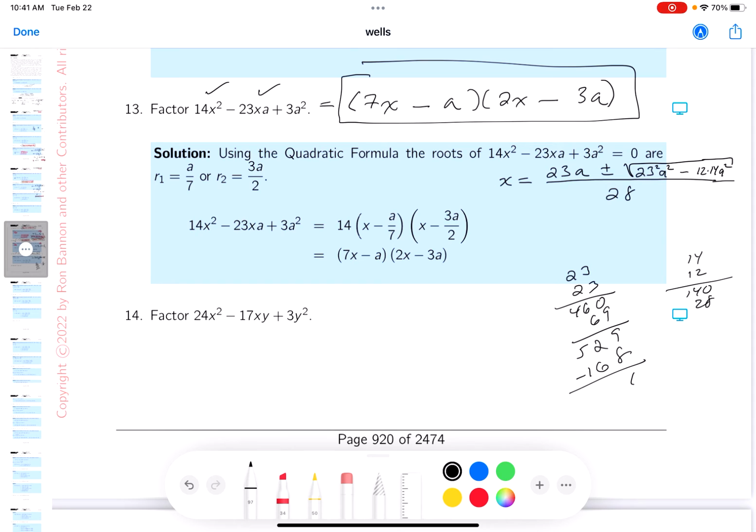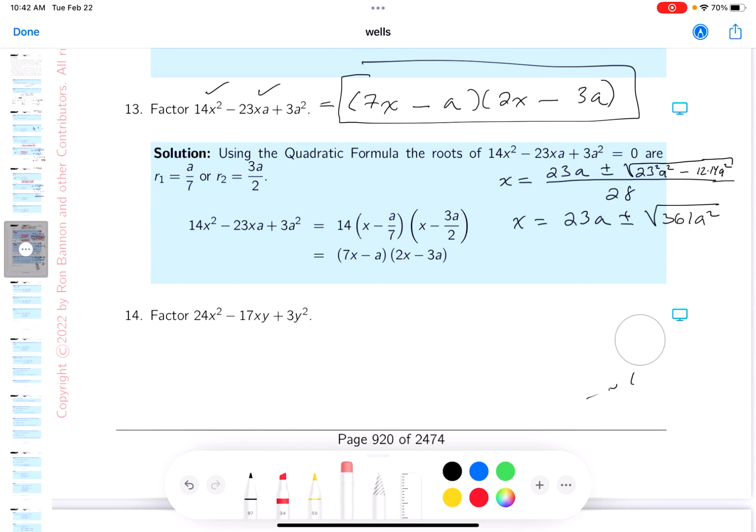So what do you get? You get 1. This will become a 4. And this is 12. 6. 361. All right, let's write this down. X equals 23a plus or minus the square root of 361a squared. I'm going to get my eraser out, erase my baby arithmetic, and I want to plow forward. And what do you get over here? 28. And to me, this is a lot more work, but it's going to work.